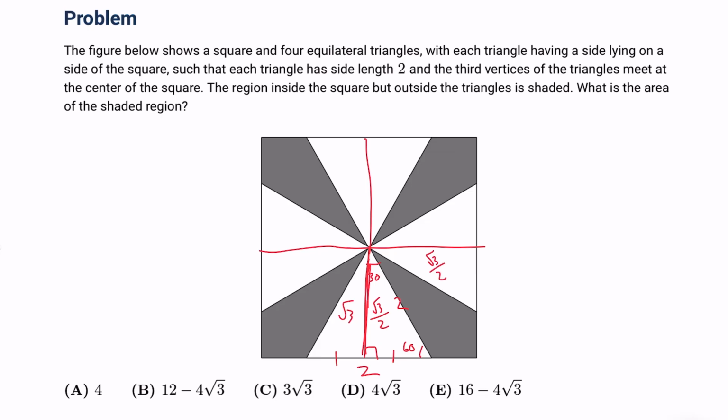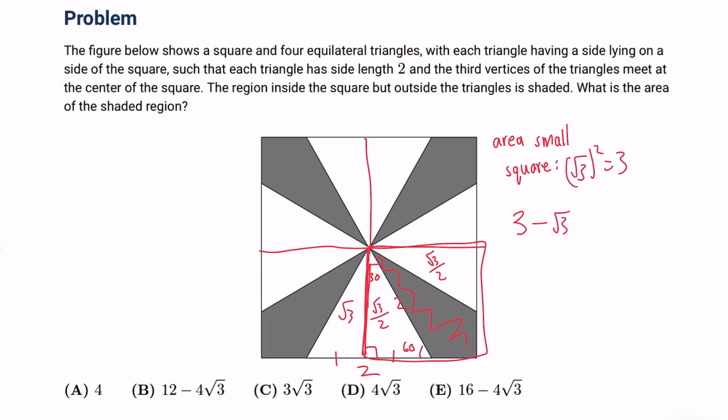And then we can figure out the area of the entire small square, because we know the side length of it is square root of 3. So the area of the small square is just square root of 3 squared, which is just 3. And then we can use this, and then we can subtract the area of the 2 smaller right triangles from it to just get the area of the shaded region. So it's just 3 minus square root of 3. So that is the area of one of these shaded regions.